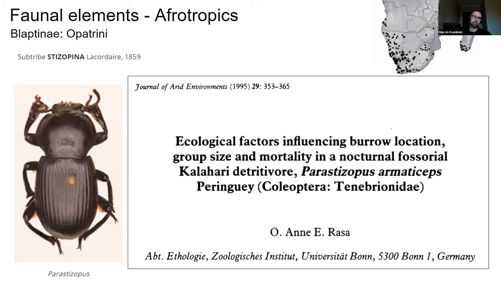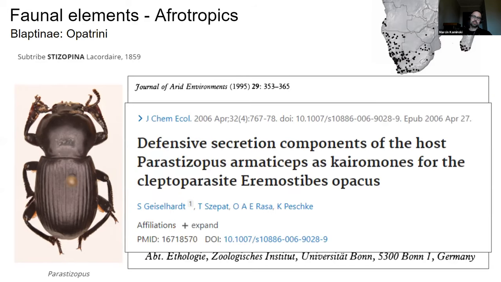So the adults dig burrows in the soil and later collect food from the surrounding area to feed the larvae. So this is pretty interesting. There were quite a few papers published by Anne Rasa on this behavior, so you can also check them out. And also there is a series of papers published by Sven Geiselhardt about the chemistry of the defensive secretion within this group, and even some phylogenetic implications of differences between the secretions of different species.